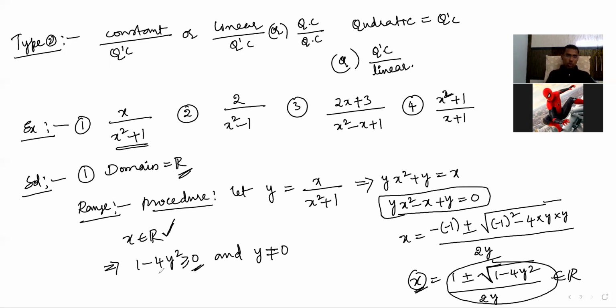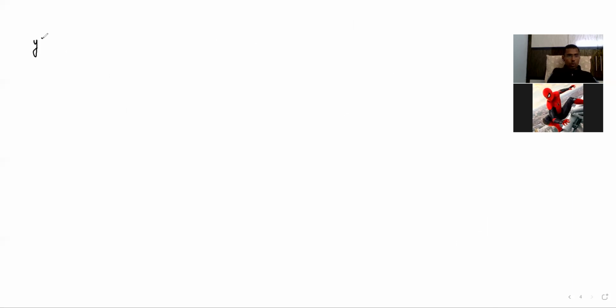Okay. So here, how do you solve this? I will tell you. This 4y square you have to send to that side. If you send 4y square to that side, it's going to be less than or equal to 1, and y not equal to 0. So here what you get: y square is less than or equal to 1 by 4, and y not equal to 0. How do you solve these two things?